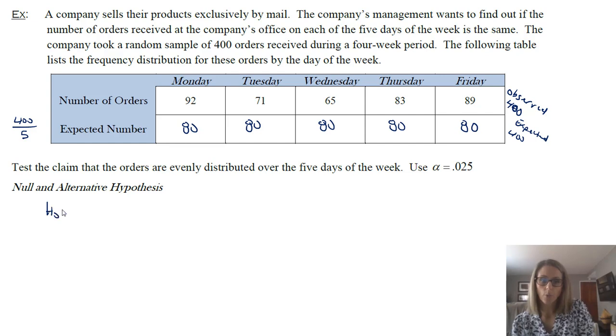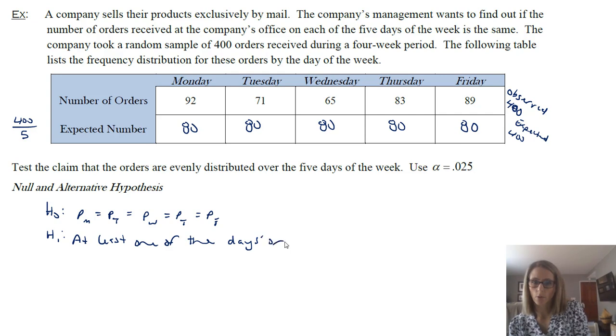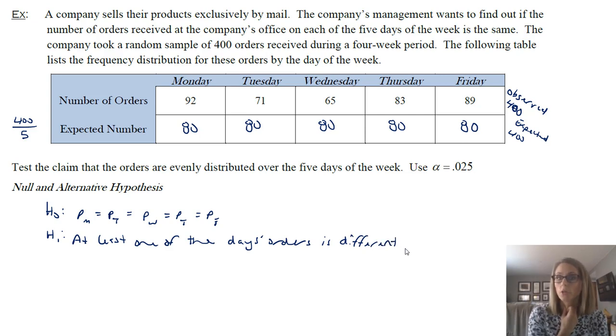So in this case, what we can do is we can say the proportion of the orders for Monday should equal the proportion of orders for Tuesday, should equal the proportion of orders for Wednesday, should equal the proportion of orders for Thursday, should equal the proportion of orders for Friday. And then our H1 is at least one of the days' orders is different. Okay. So are these values fairly far apart from one another? That's what we've got to see.